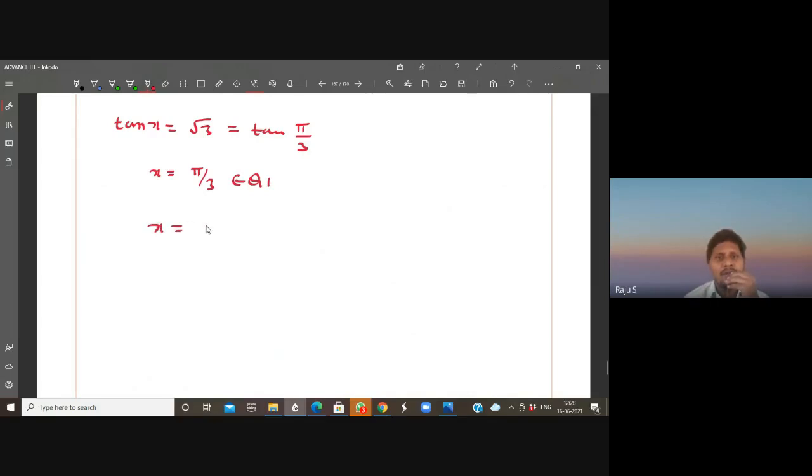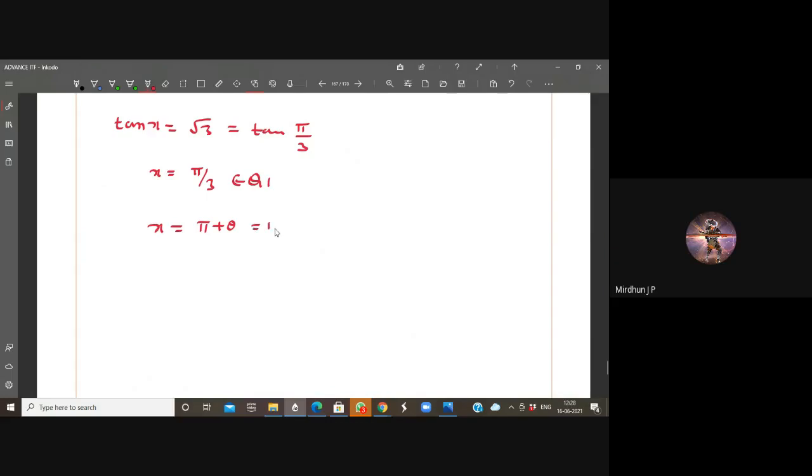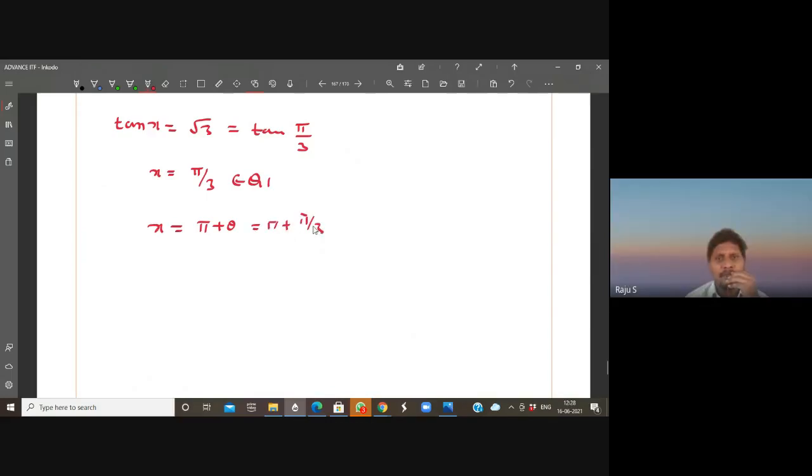What is the x value in the third quadrant? I said pi plus theta. Pi plus pi by 3, that is 4 pi by 3. So this is the third quadrant. These are the principal solutions. Pi by 3 and 4 pi by 3 are the principal solutions, but we need to write the general solution. What is the general solution?